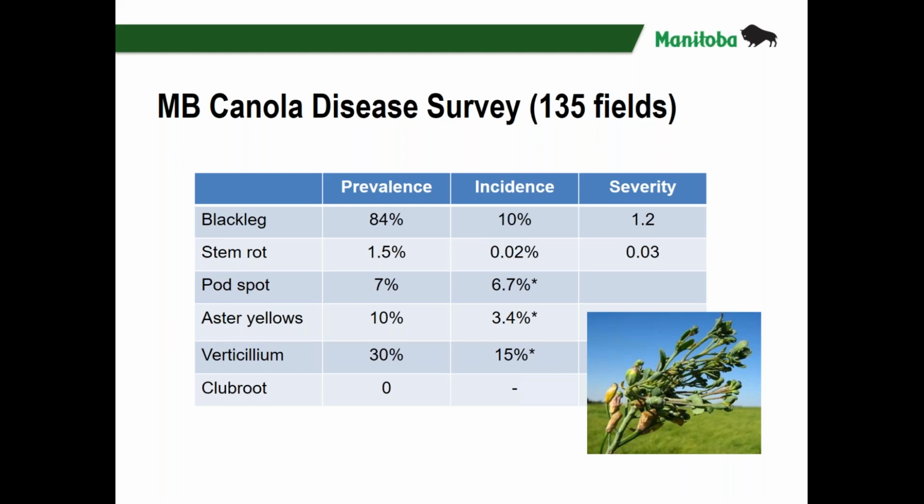Aster yellows was there, and that's what the picture illustrates, but it's one of these diseases that is often rated as trace because it's visible in the field, but not showing up in the 100 samples that we take. And Verticillium last year was at 30%, very similar to the year before, 2020.